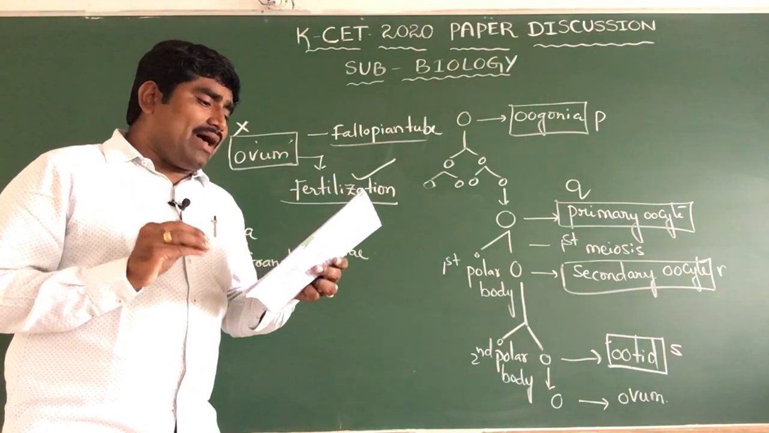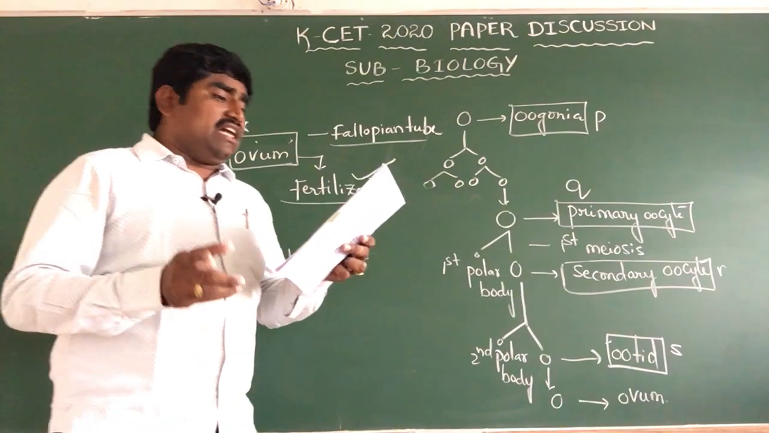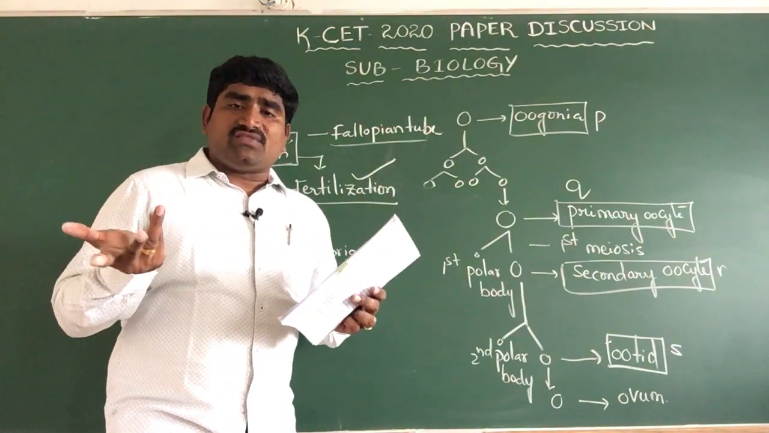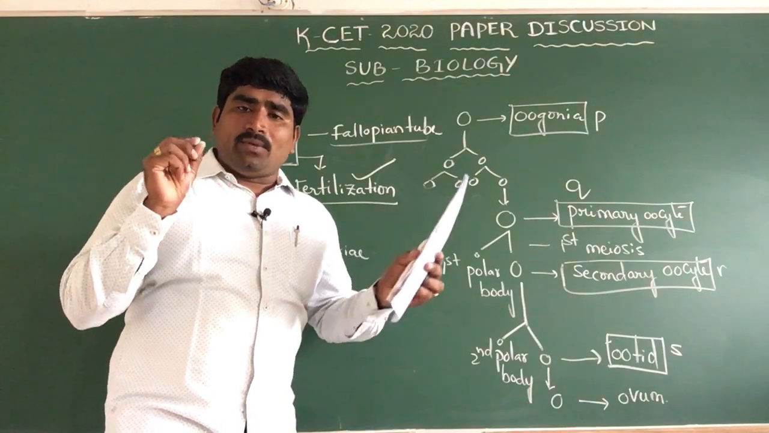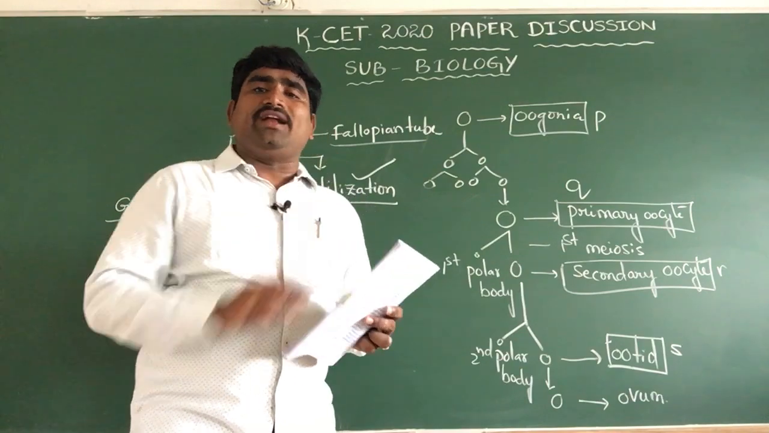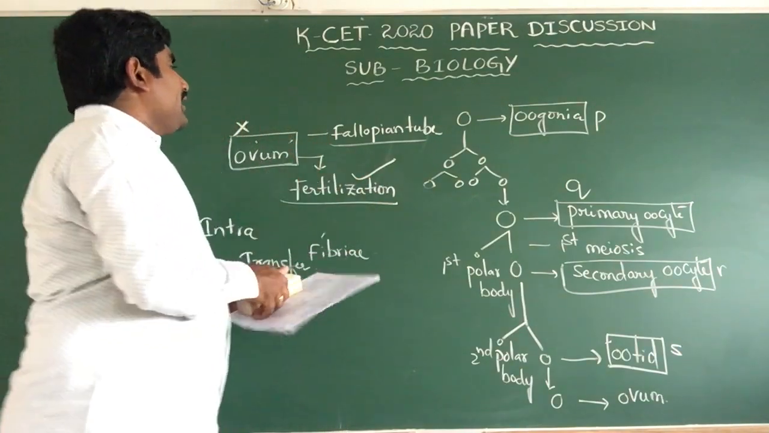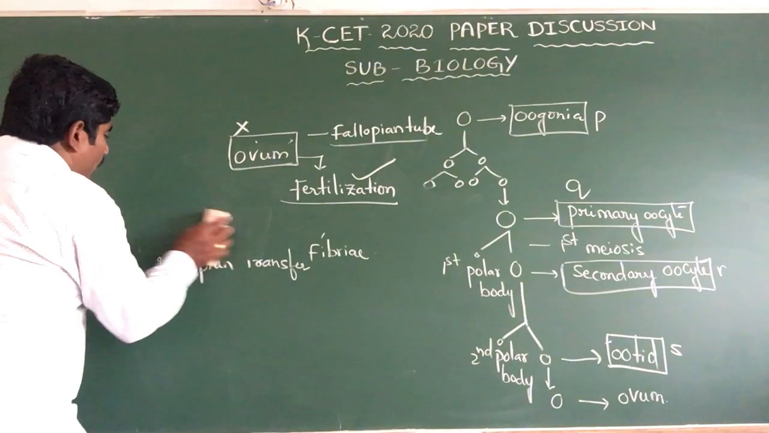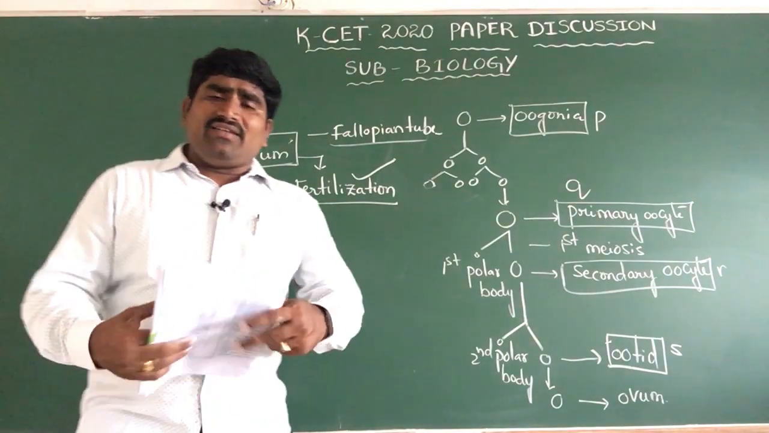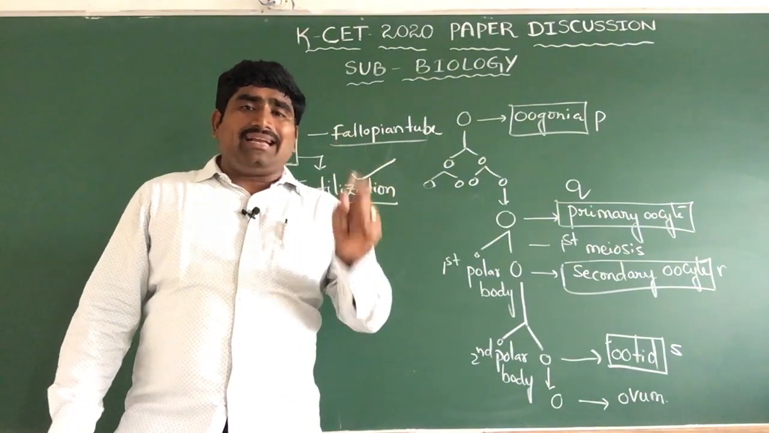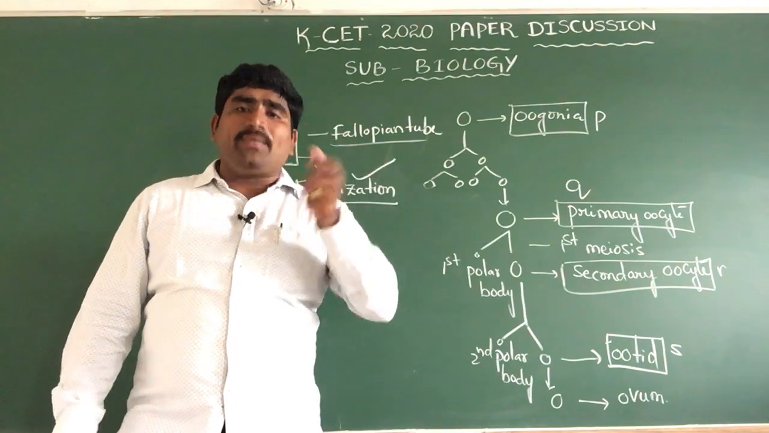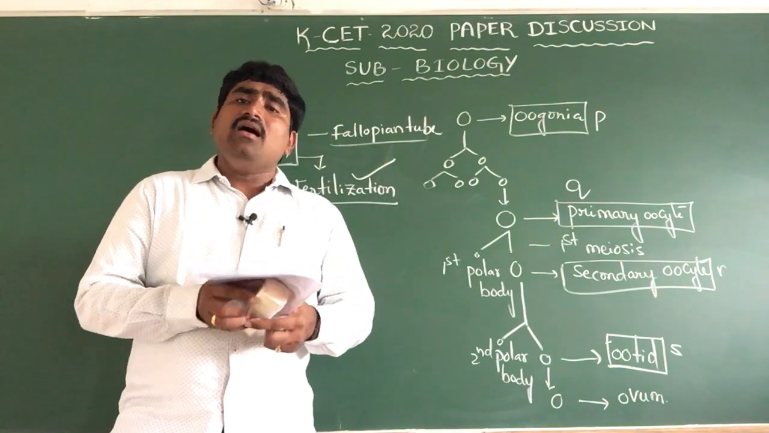Some people may ask about the option: ova are collected from the female donor and transferred to the uterus of the recipient. Why should it not be transferred to the uterus? Because the ovum still needs to be fertilized. Where does fertilization occur? Fertilization occurs in the fallopian tube. So the ovum needs to be transferred into the fallopian tube only. That is GIFT, gamete intrafallopian transfer.